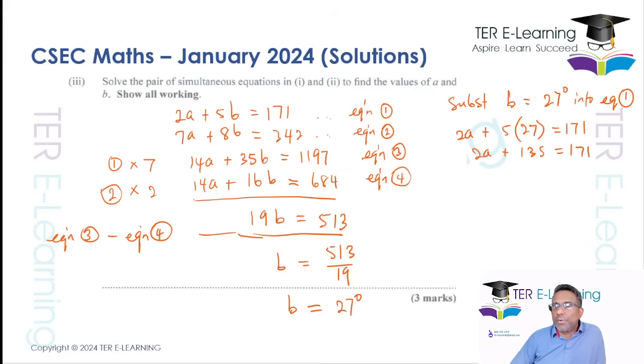So therefore 2a is equal to 171 minus 135. That's 36. So 2a is equal to 36. So a is equal to 36 over 2, which is 18 degrees. Right? So b is 27 degrees and a is 18 degrees.